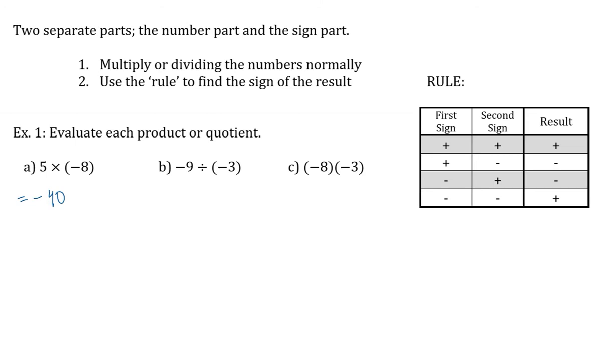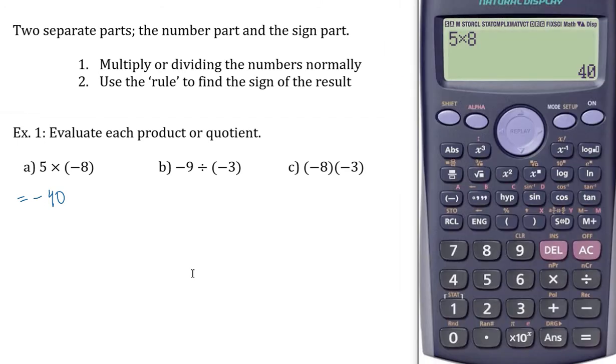Now, sometimes when I'm doing these questions, I will even use a calculator to do the number part, but I'll do the sign part in my head. I won't punch it into the calculator, just because, if I type it wrong, the calculator will give me the wrong answer, and I might not be aware that it gave me the wrong answer. It's also a little bit faster to just do 5 times 8 instead of 5 times negative 8, but I know it's going to be negative because I know that rule.